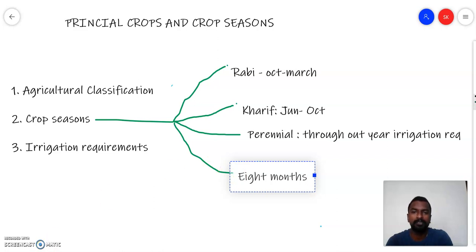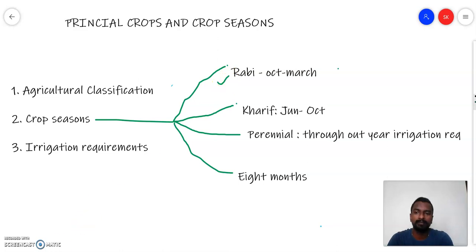So like that, these are the 4 types. We will summarize again. The first one is Rabi, which has a season from October to March. Sowing is done in the month of October and harvesting is done in the month of March.